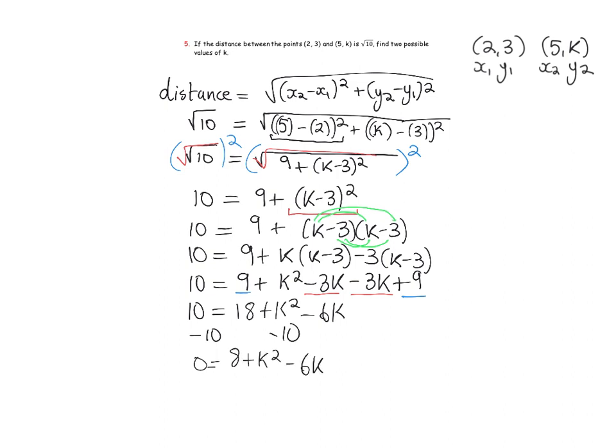Now this, if you haven't spotted already, is a quadratic, and for a quadratic we always write it as k squared plus k plus a number. So this is going to be k squared minus 6k plus 8 is equal to 0. Now I'm hoping you can remember how to solve these. We solve these using our minus b formula.